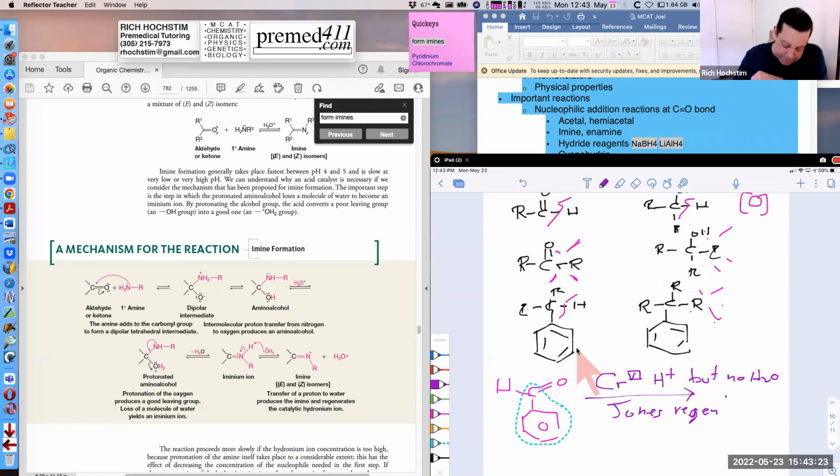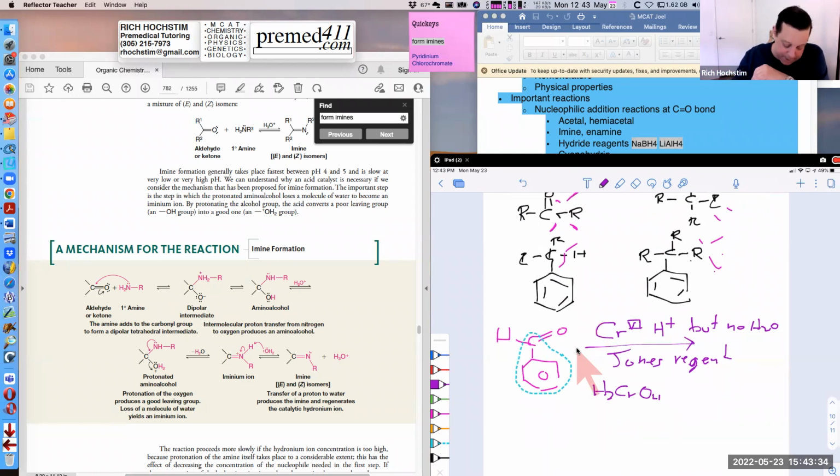And Jones reagent could be H2CrO4, chromic acid, as long as you don't have water. And it could also be called PCC. That's pyridinium chlorochromate. That looks really interesting. It's got a pyridine like this, and then it's going to have a hydrogen over here. This will be positive, and there'll be, it's really ugly looking, a chlorine here, and then CrO3.